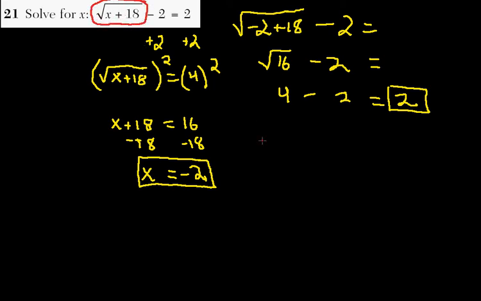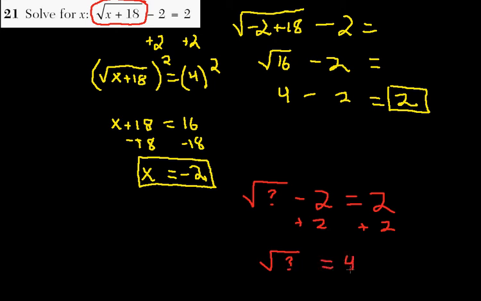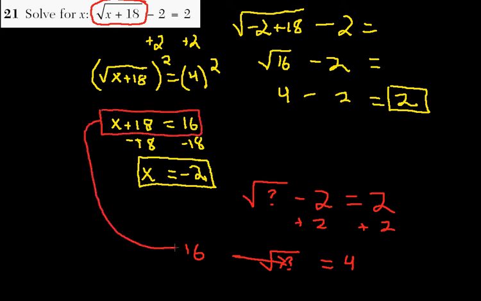Another way of thinking about the problem is taking this expression, square root of x plus 18, and just thinking about that as being the square root of something, minus 2 has to equal 2. Well, I know that if I add 2 to both sides, which is basically going back and doing what I did here, the square root of something has to equal 4. So whatever's under here has to be equal to 16. And if you notice, I have in this step, x plus 18 equals 16. So that's just a couple different ways of thinking about the algebra.